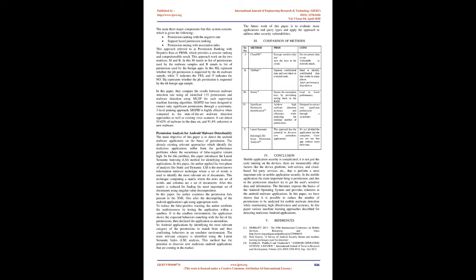In this paper, they compare the results between malware detection rate using all identified 135 permissions and malware detection using MLDP for each supervised machine learning algorithm. SIGPID has been designed to extract only significant permissions through a systematic, 3-level pruning approach. SIGPID is highly effective when compared to the state-of-the-art malware detection approaches as well as existing virus scanners. It can detect 93.62% of malware in the data set, and 91.4% of unknown or new malware.